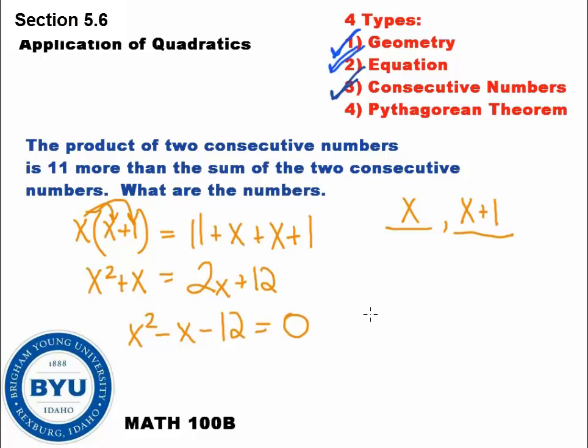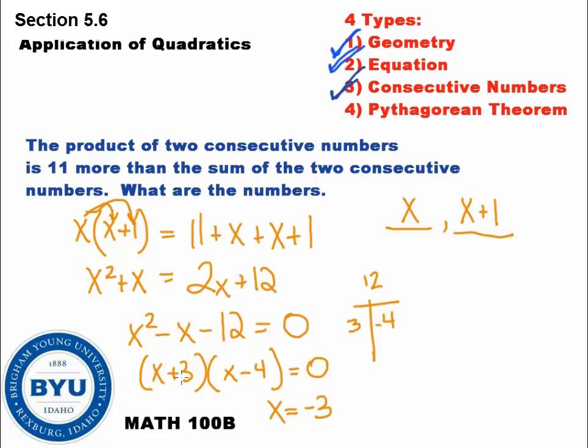I'm going to factor this. Factors of 12 that get me 1. Seems like 3 and 4 work with a negative 4. So I've got x plus 3, x minus 4 equals 0. And so my answers are x equals negative 3, because I set this equal to 0, or x equals 4, because I set this equal to 0. And so these are our answers here.